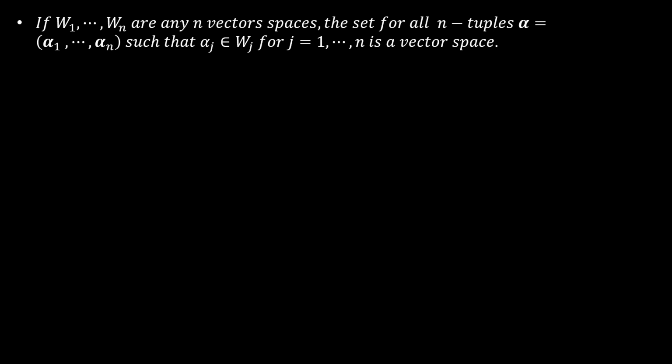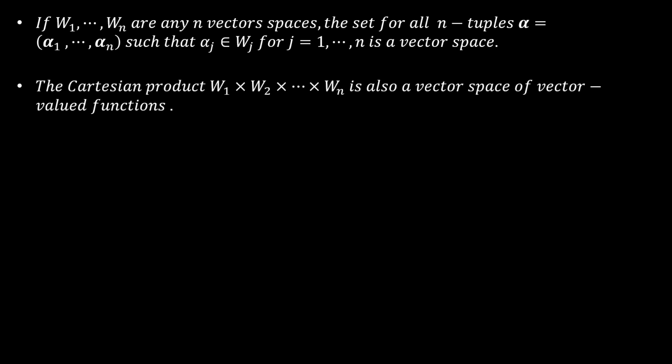And that's how we tend to group this. There's the concept of the Cartesian product. The Cartesian product, which we had looked at earlier on, is expressed as shown here. This is also a vector space of vector valued functions.